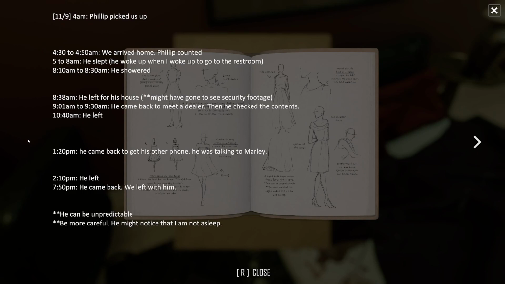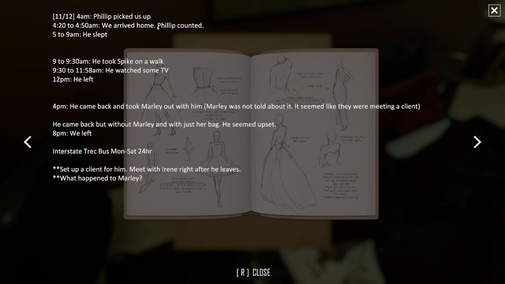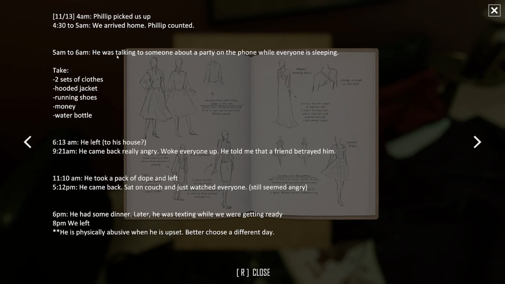Yeah, beat Stephanie. Philip counted, he slept, he took Spike to the walk, he came back and took Molly out with him. What happened to Molly? We know that. Philip counted. He left to his house, maybe? He came back really angry. Would that mean he's physically abusive when he is upset?